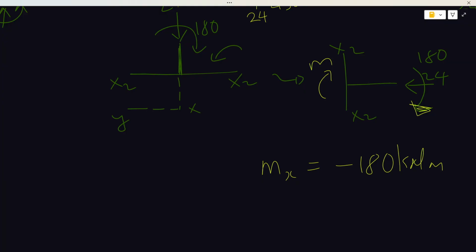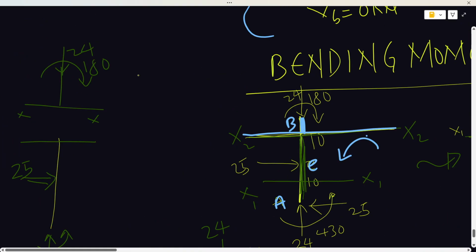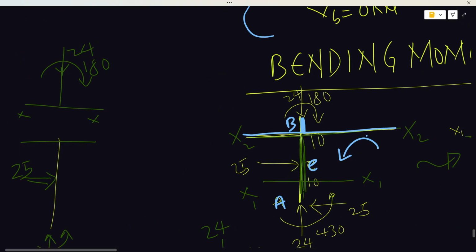So it means that all moments in this span, moving from here to here, in this part, since I cut at X. The reason I'm saying that is because I cut at X.